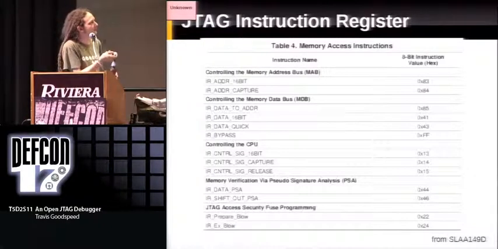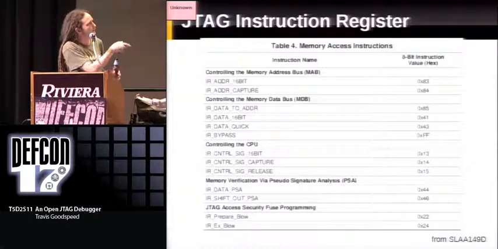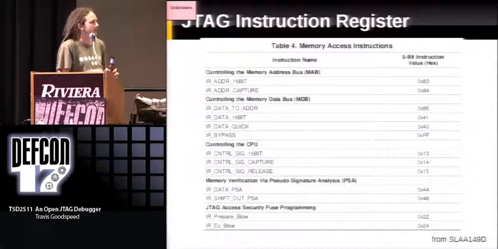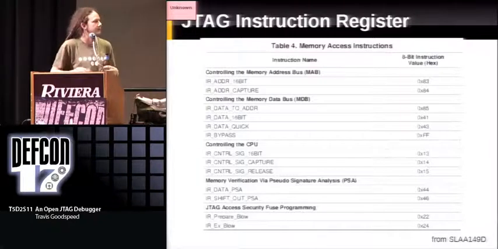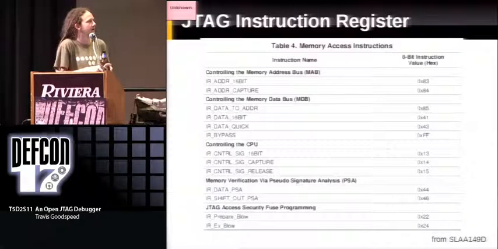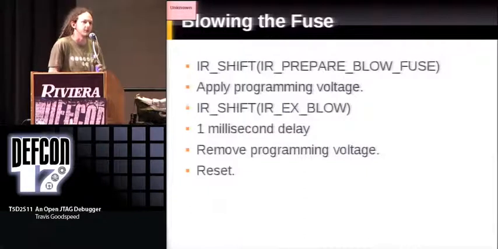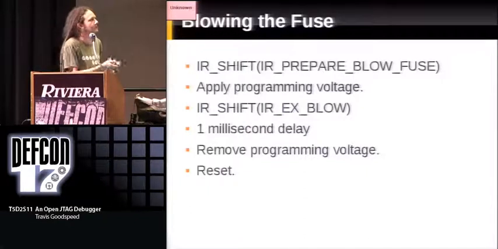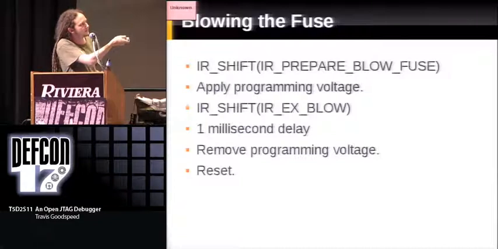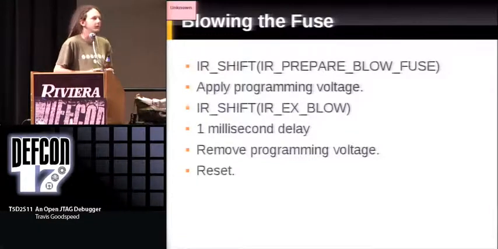The instructions themselves are here. You can read and write registers, you can capture data values, you can push things into different registers, and everything else is done as a combination of these macros. So in the documentation for the MSP430, which is incomplete but still quite helpful, you'll see that it sends the prepare blow fuse instruction into the instruction register.